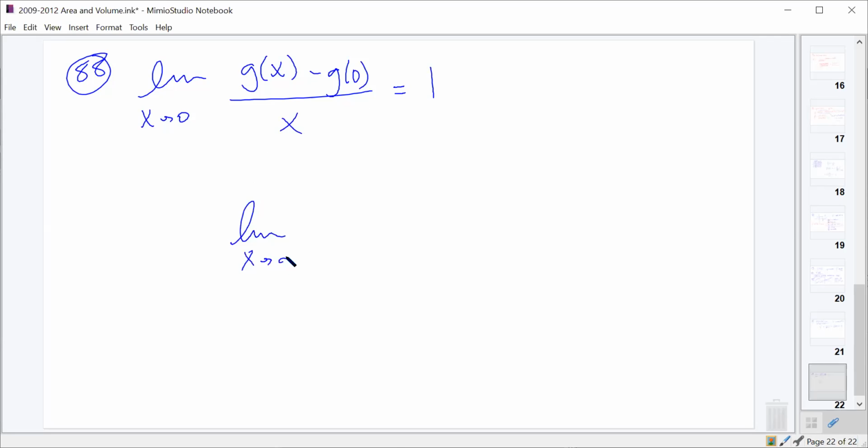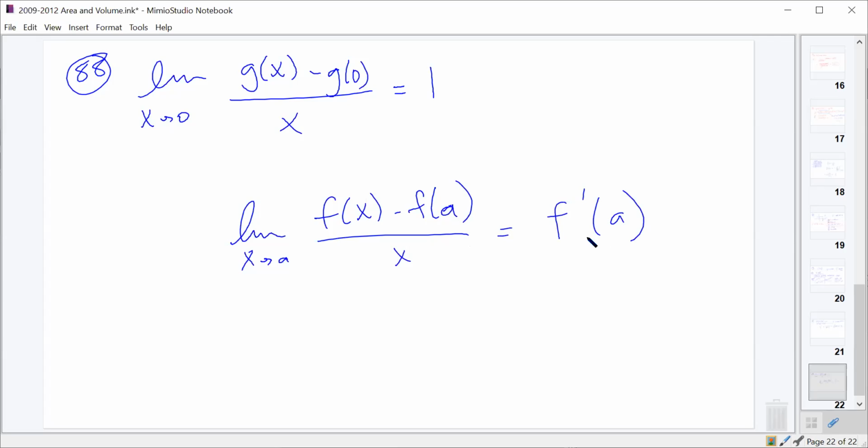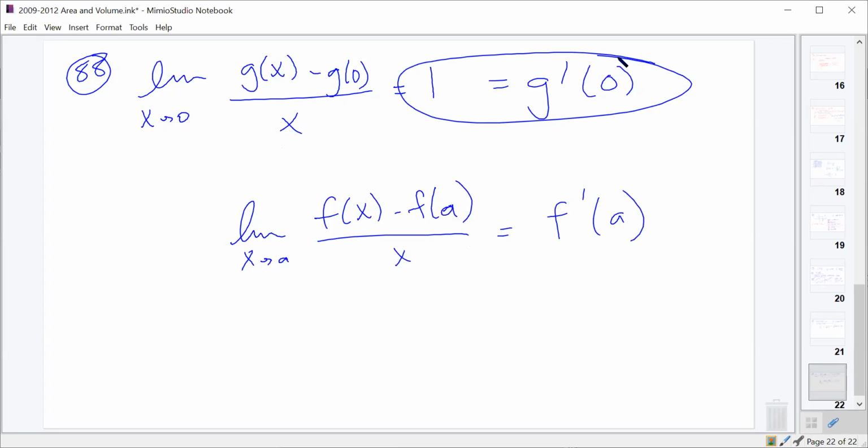The limit as x approaches a of f of x minus f of a over x minus a equals f prime of a. And so this is just this exact same thing. It's g of x minus g of 0 over x, which is the derivative. So this should be g prime of 0. That's just a limit definition of the derivative. So g prime of 0 equals 1 is guaranteed by that. Good or no?